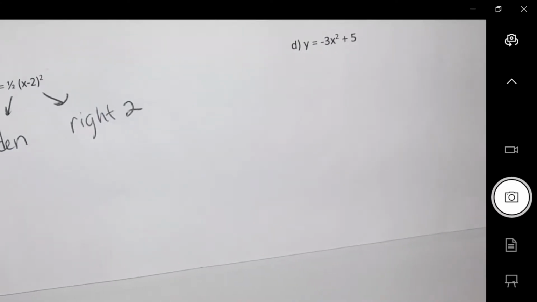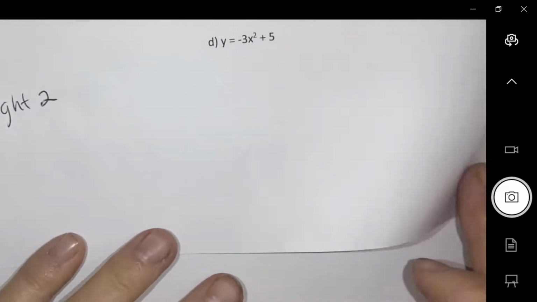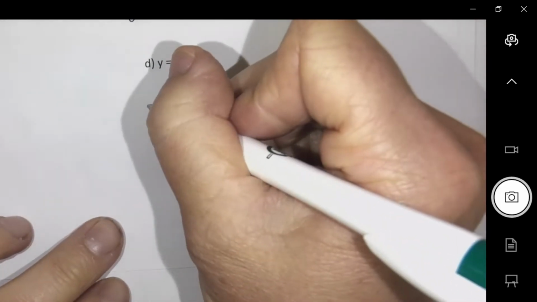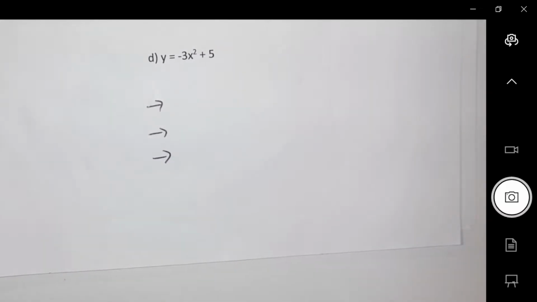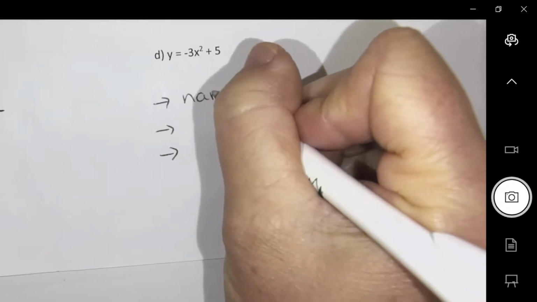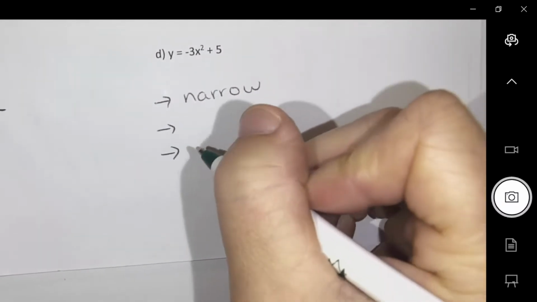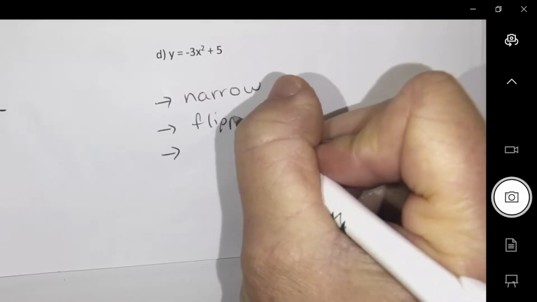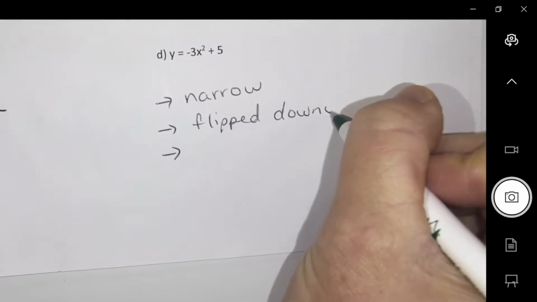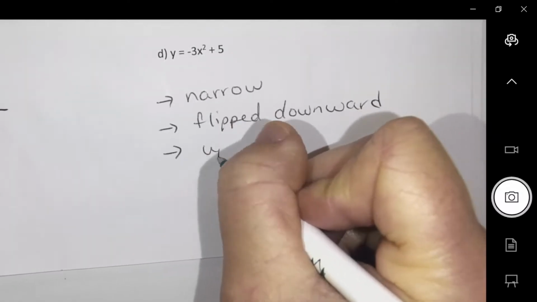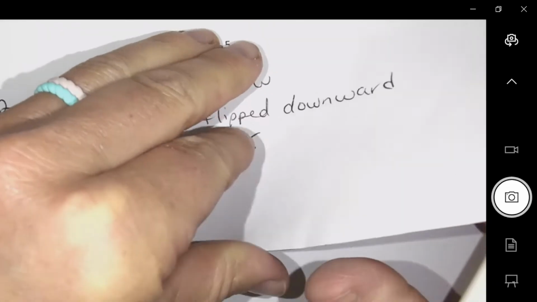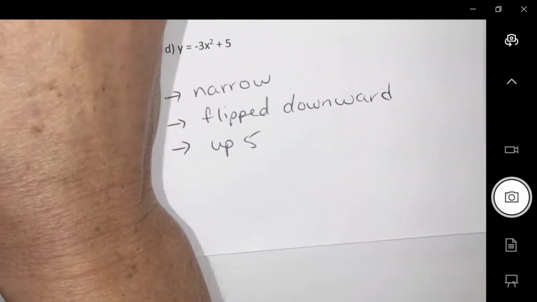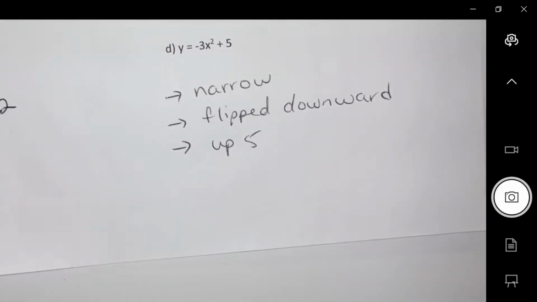And the last question, you need to tell me 3 things. I'm expecting 3 answers on that one. It does something, something, and something. Narrower is one thing it does. Flip downward, and 5 to the left. Flipped downward, 5 up. So if you see this word on your test, transformations, it means those words.